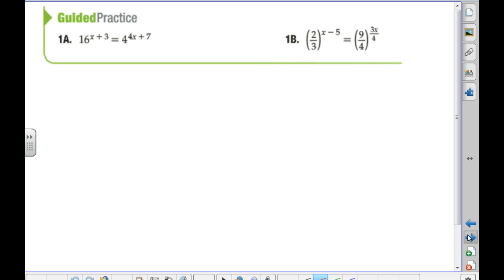Anybody know what we need to do? We could rewrite 16 as 2 to a power; we need the same base, okay? We could use 2, or we can just use 4. On this one, I would just use 4. You can make these both powers of 2 if you want. I just did, this is 4 squared.